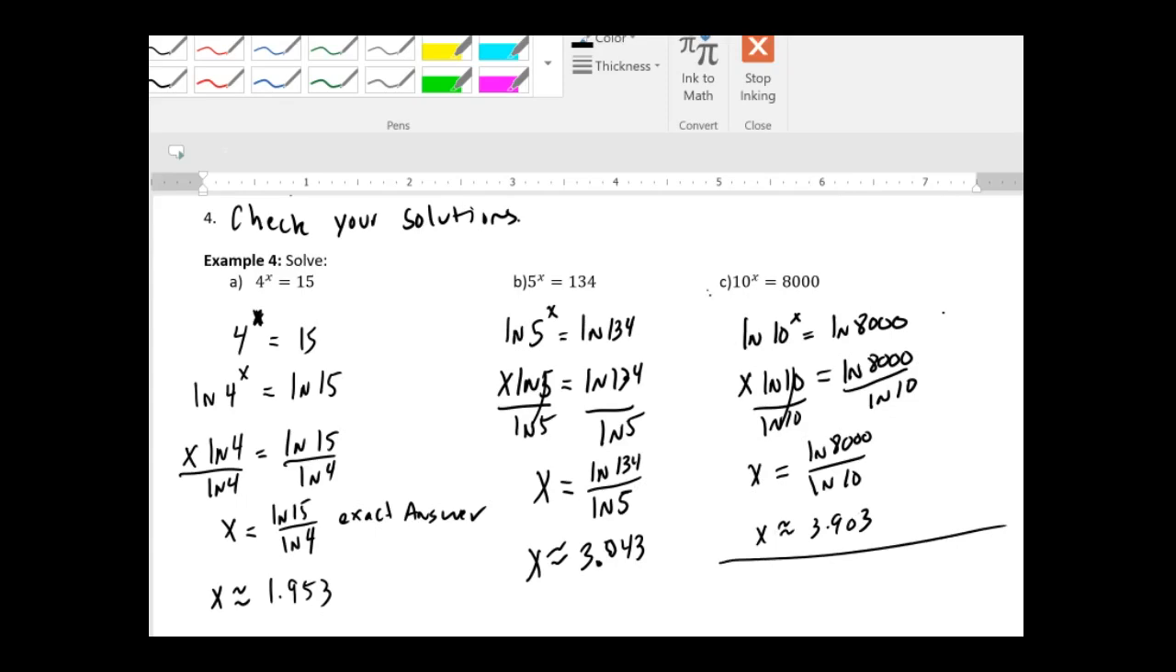Okay, so for this one, you could also take the log instead. Since this has a base of 10, and this is 10, this is 10, then our answer here is just x equals log of 8,000, which will approximate to the same number.